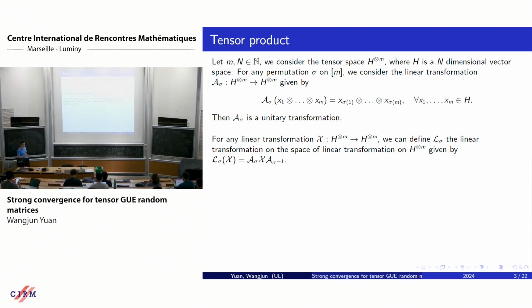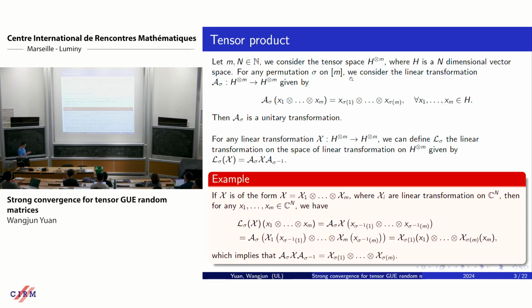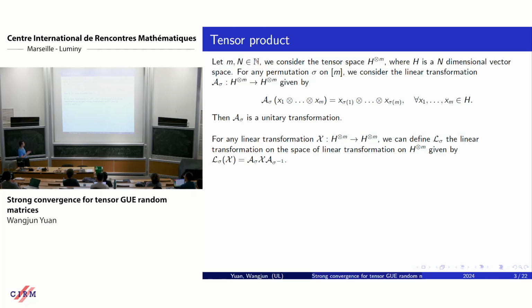So let m and n be integers, and we consider H to be an n-dimensional vector space, and we consider H tensor m times. In some sense, we can view the elements in H tensor m as a multi-array, but we can also view it as a vector space. Next, we choose any permutation sigma on [m]. This [m] means the set of integers from 1 to m.